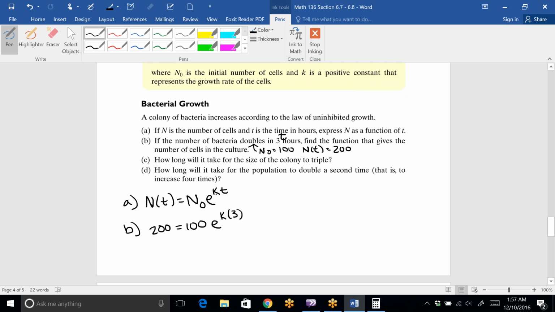They want to know this growth rate. So we do need to solve for k. Because k is in an exponent, we're going to need to do a natural log or a log. So I'm going to divide by 100 first. So this is 2 equals e to the 3k. Take the natural log of both sides so that the 3k can come down to the front. Remember, natural log of e is just a 1, so all we have to do is divide by 3.